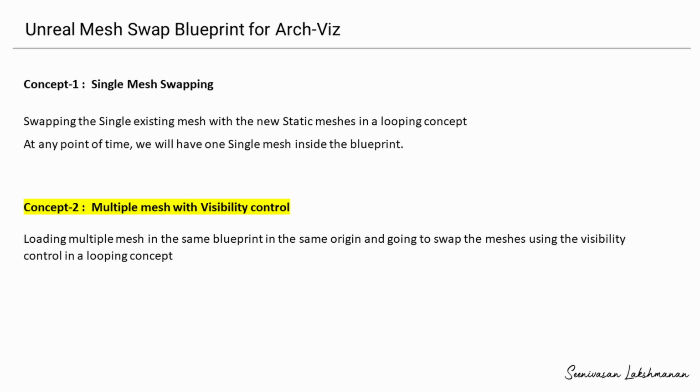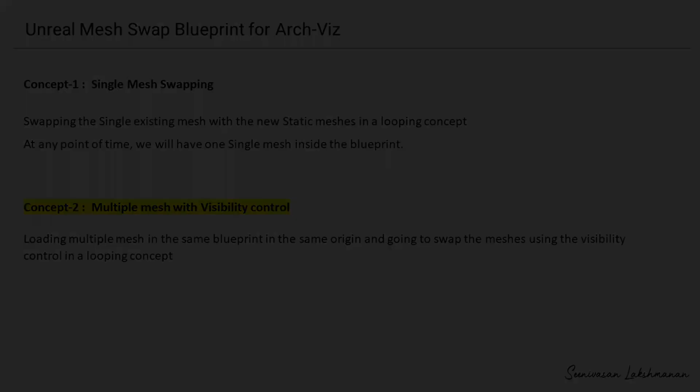I am a Revit user and good in family content creation, so I am going to create a blueprint like the concept of nested families in Revit. We are going to load multiple meshes in the same blueprint and swap the mesh using the visibility control. I will explain the pros and cons of each concept, and you may adopt things as per your use case.